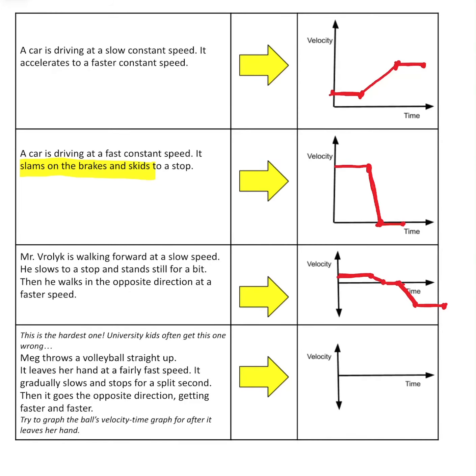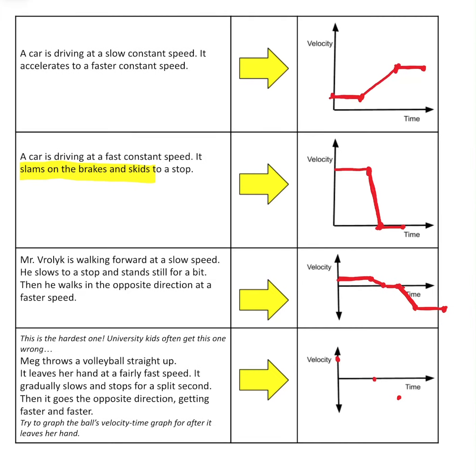The ball leaves Megan's hand moving upward fairly quickly. I'm going to think of up as positive, so it's going to leave with a positive velocity that's pretty large. It gradually slows down and stops. I know what stop looks like. Stop is when it's at the time axis, but it only stops for a split second, so I'm going to go through a point kind of like that. Then it goes in the opposite direction. Opposite direction has to have the opposite sign, so it's going to drop below the time axis, getting faster and faster. So eventually it's going to end up going fast again, just this time it's going fast downward as opposed to upward. So with a little bit of logic, I can label those three points. It started off moving up and fast, it stops for a split second, then it ends up going down and fast. The graph is just the line that connects those three points.